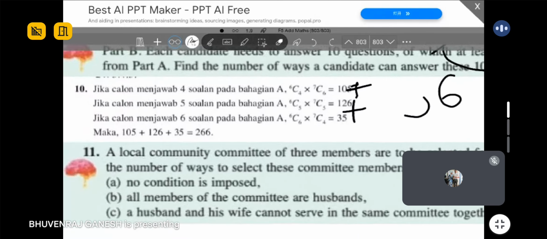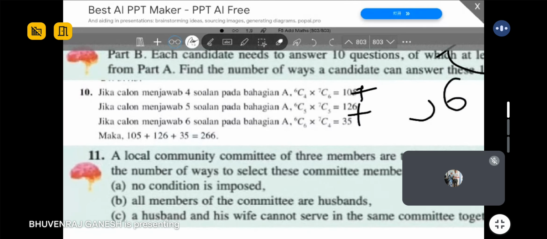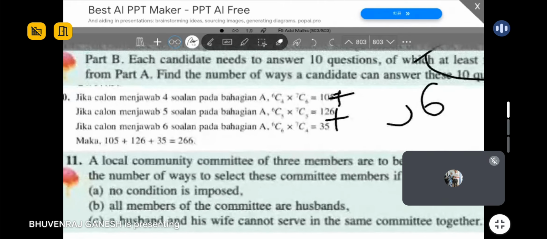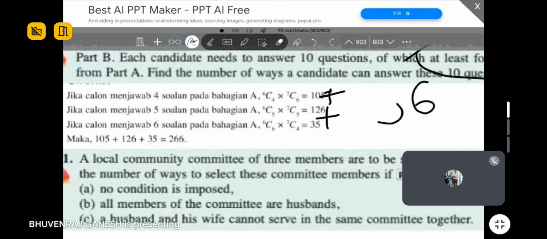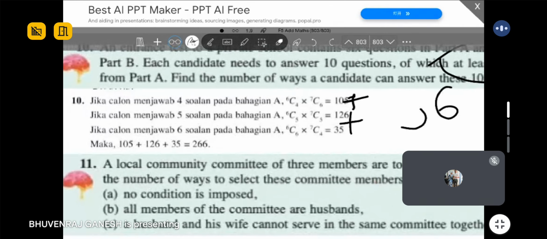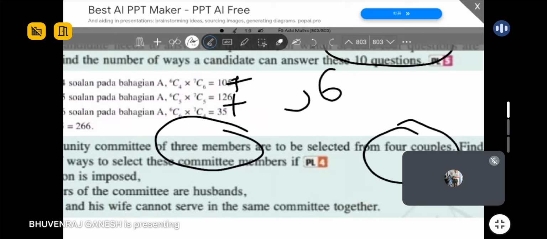Okay, question 11. All these questions are actually based on the textbook. Soalan HOTS lah. So usually the level of difficulty is hard lah. Tahap kesukaran dia adalah susah. Okay, so they say that they want to select 3 members. Nak pilih 3 orang daripada 4 pasangan.